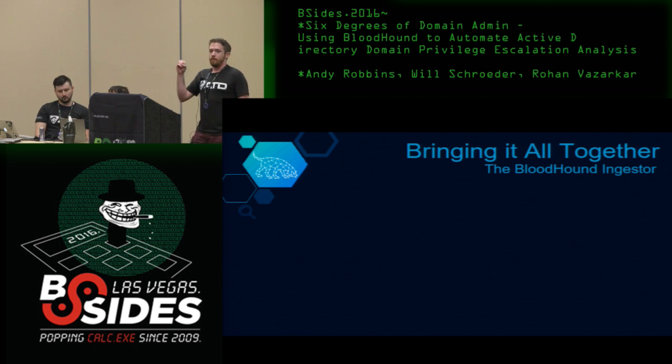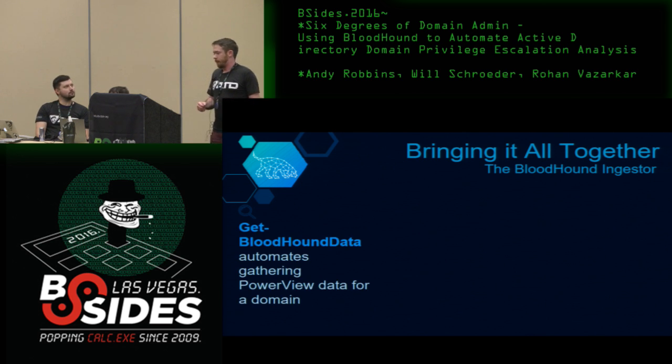So PowerView has existed for a couple of years. Again, we've been doing a lot of these approaches manually. BloodHound is going to include a slightly customized version of PowerView that has a couple of extra functions in it. It's what we call the BloodHound ingester. There are three cmdlets, or three functions, built into the BloodHound version.